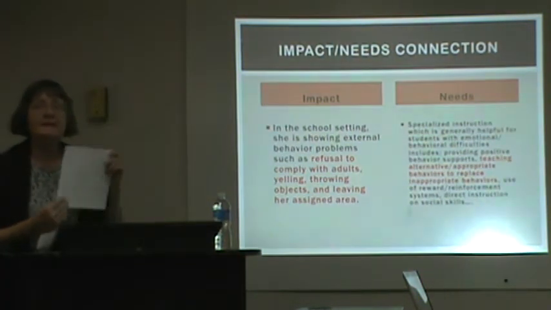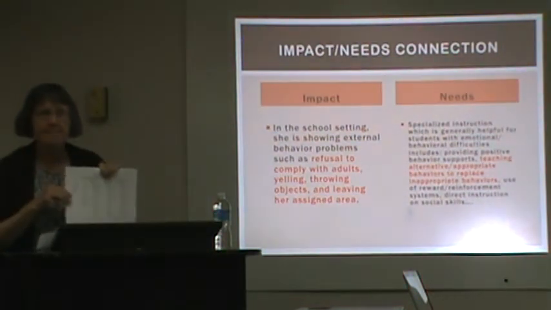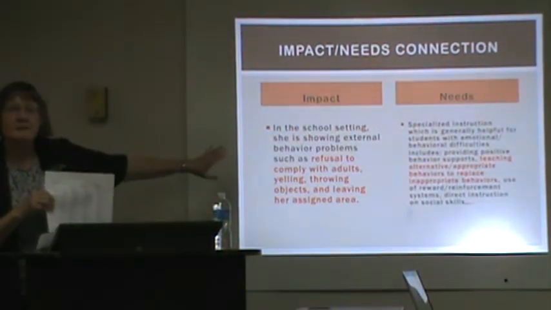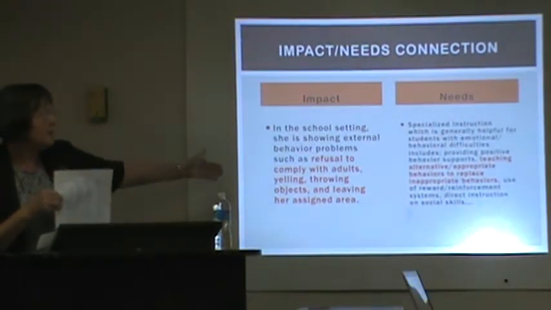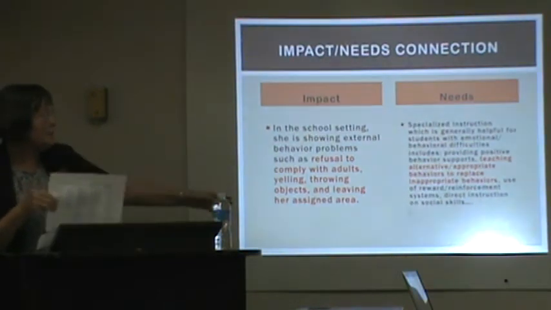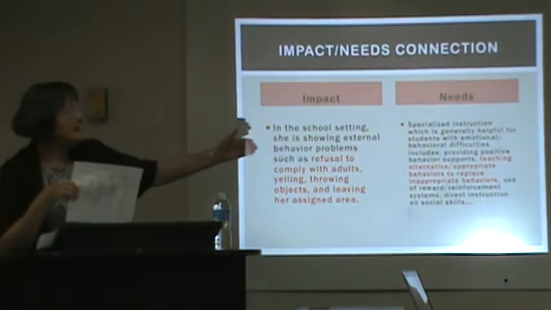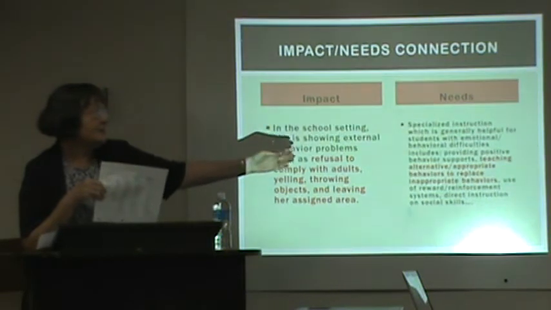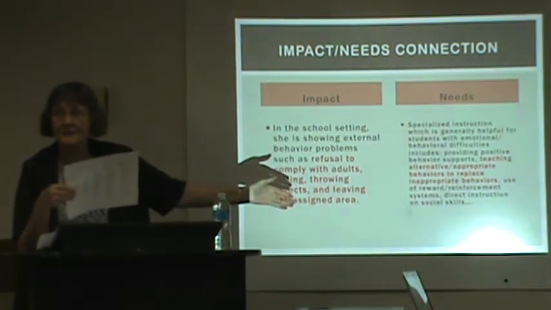Okay, this time we're looking at the EBD one, if you want to follow along on that. On the impact, I said B is showing external behavior problems such as refusal to comply with adults, yelling, throwing objects, leaving her assigned area. So in the needs, I said she needs teaching alternative appropriate behaviors to replace inappropriate behaviors.